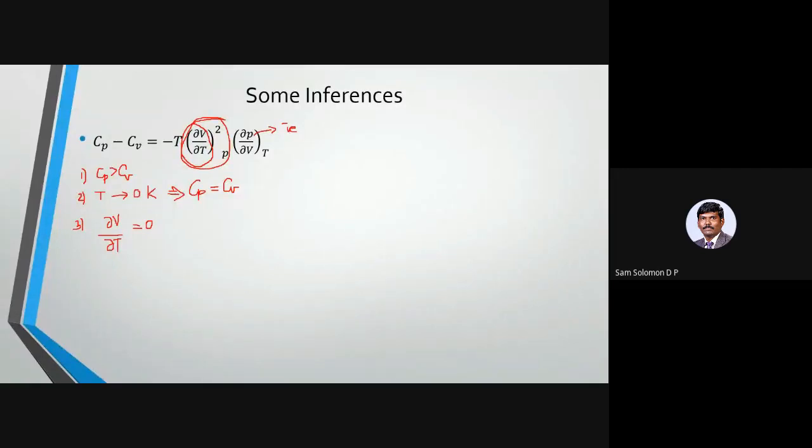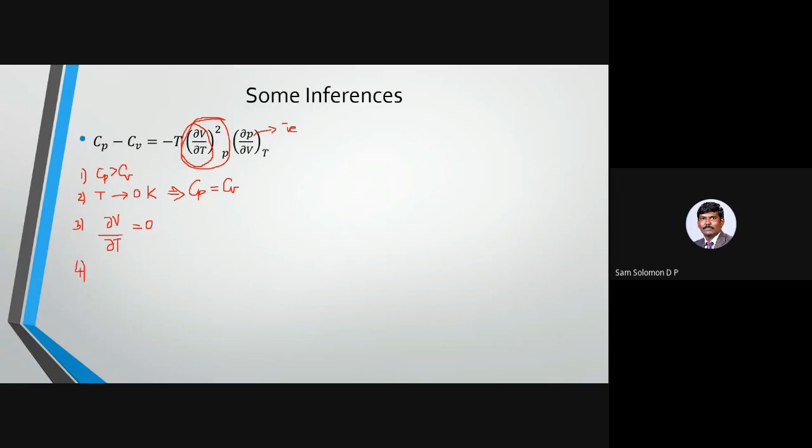So in such case, once again, your Cp will be equal to Cv. So your Cp will be equal to Cv when T tends to 0, or your Cp will be equal to Cv when partial V by partial T is also equal to 0. A normal rule for estimating maxima or minima in a curve is the first order derivative is equated to 0. Then for additional conditions, what you said is also applicable.